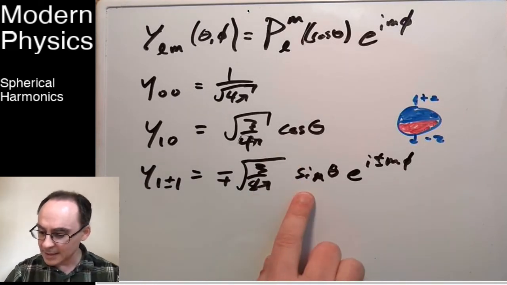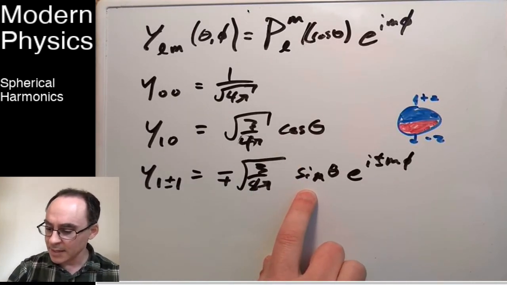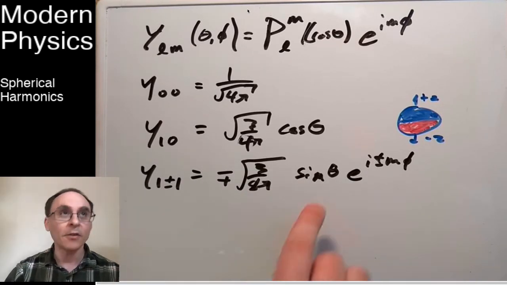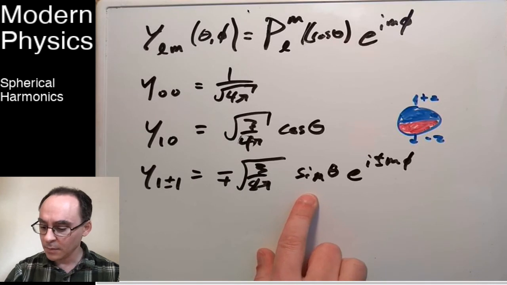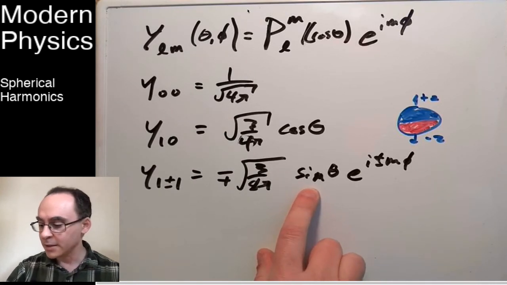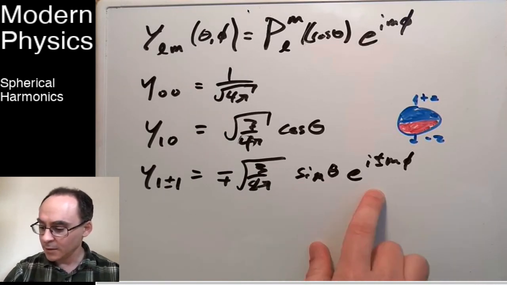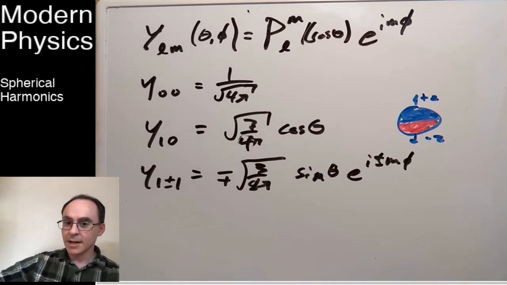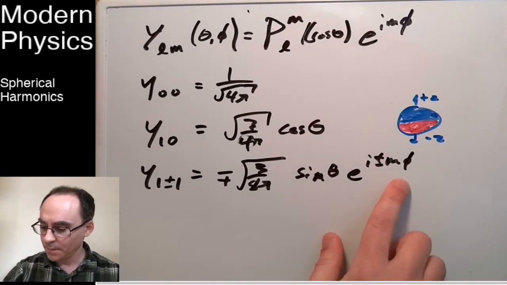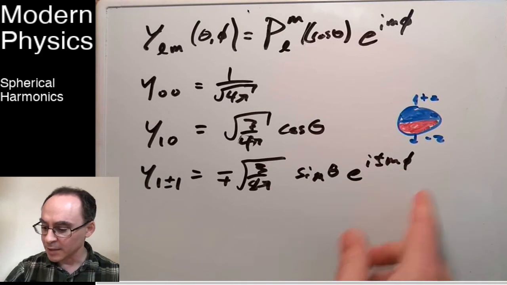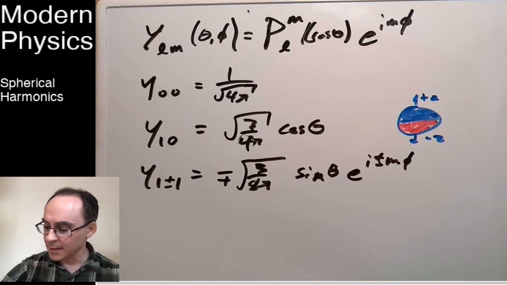Instead of cosine theta, it's sine theta. So that means these functions are 0 at the north and south pole, but they're largest at the equator. And then around the equator, that's this phi. Then they go through basically a complex circle. When this is 0, it's just 1, but then as it goes through to 2 pi, it cycles around the complex plane.